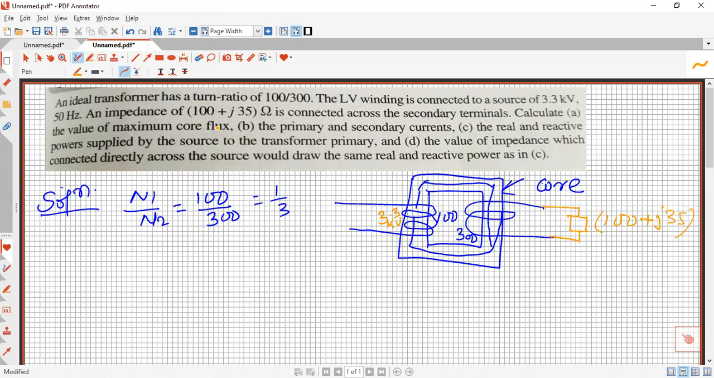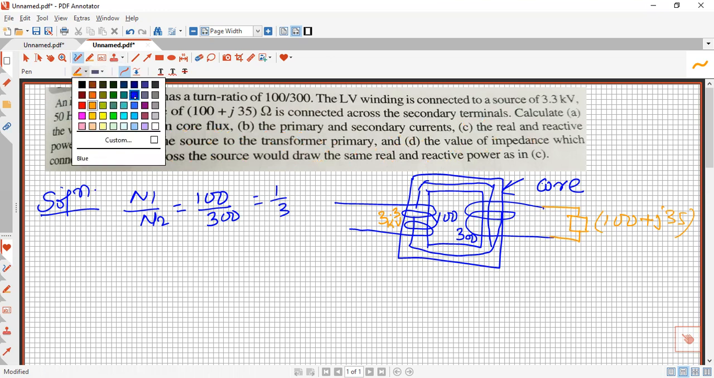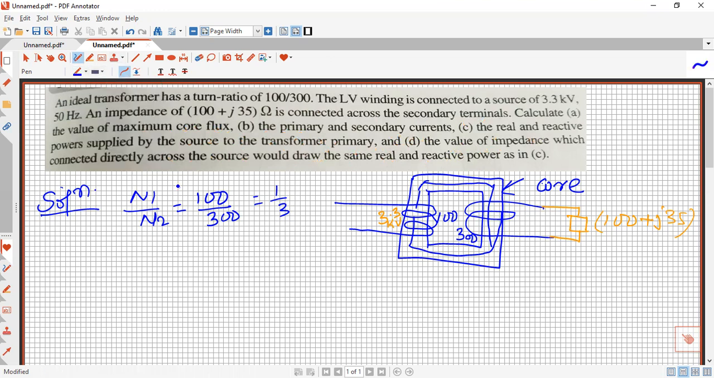Calculate the maximum value of core flux, the primary and secondary current, the real and reactive power supplied by the source to the transformer primary, and the value of impedance which, connected directly across the source, would draw the same real and reactive power as in part C. So these four parts we have to solve, and all parts carry very interesting information. Let us see how we can solve this problem very easily.